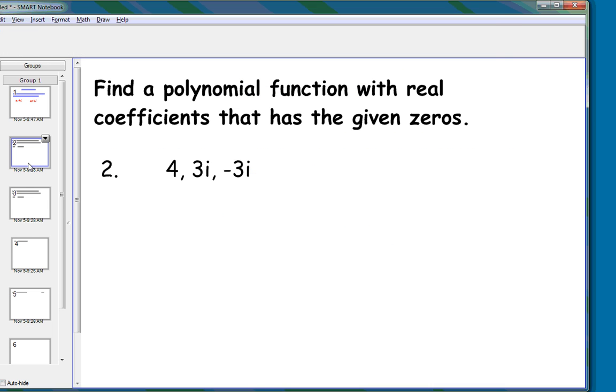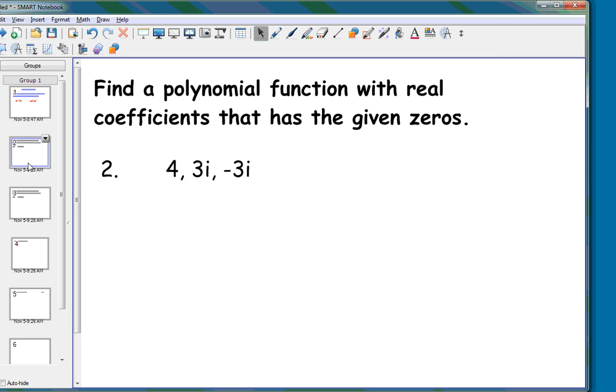Okay, you ready? Find a polynomial function with real coefficients that has the given roots. Find a polynomial function that has the given zeros. Yes, it is on your homework. I would put it in your notes just so that you don't screw it up, though.